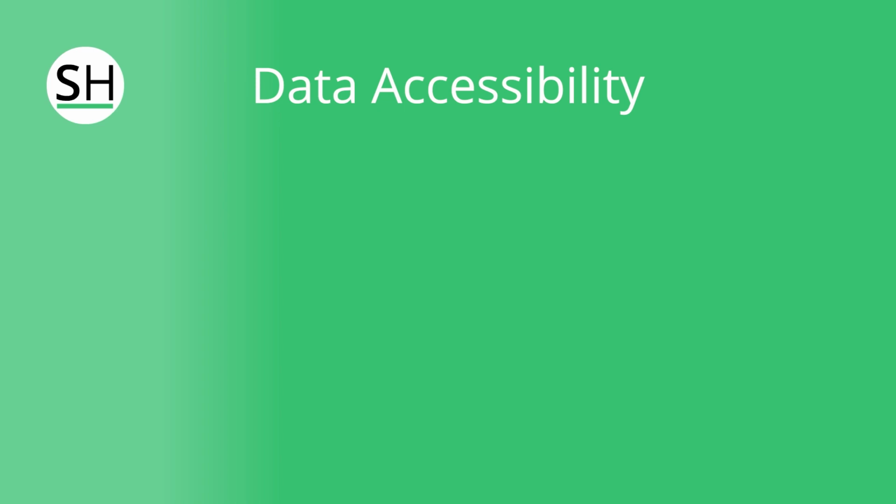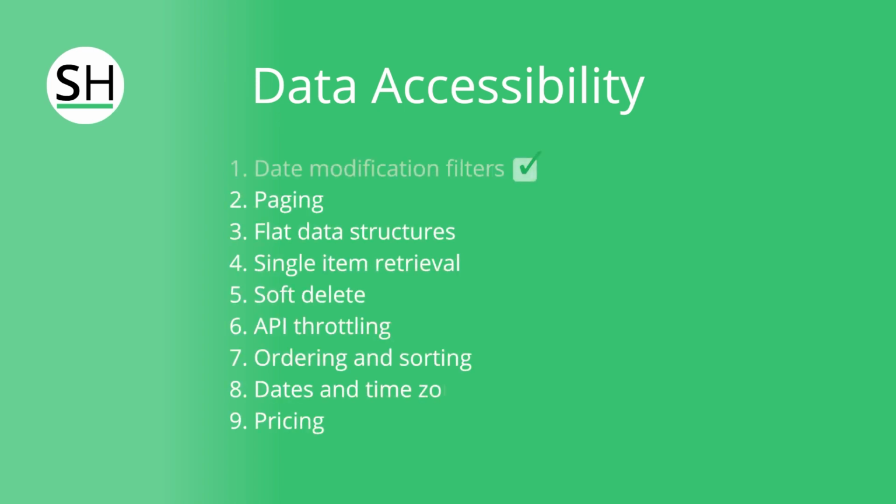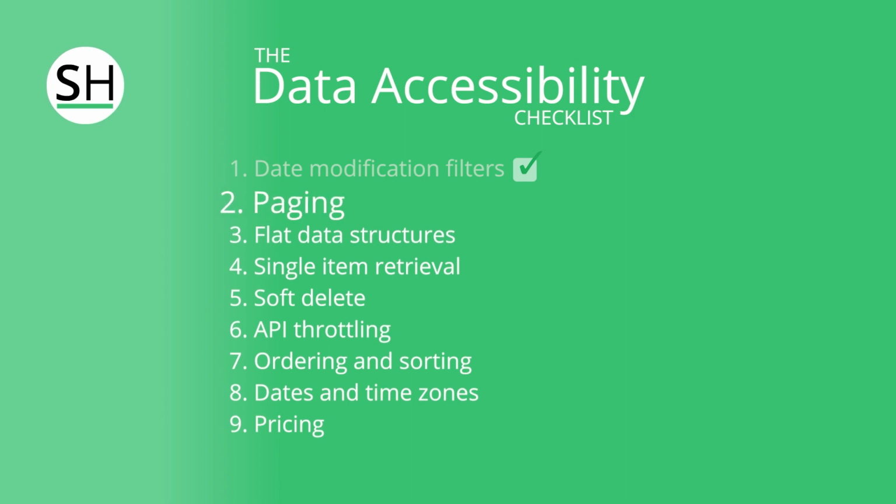So in this video series, we're diving into the 9 most important features that our technical team considers when connecting to a new cloud service. These considerations are something we call the Data Accessibility Checklist. If you are authoring your own API, we encourage you to keep these in mind during development in order to ensure that your data is accessible to your users. So, with that in mind, let's move on to our second video, paging.